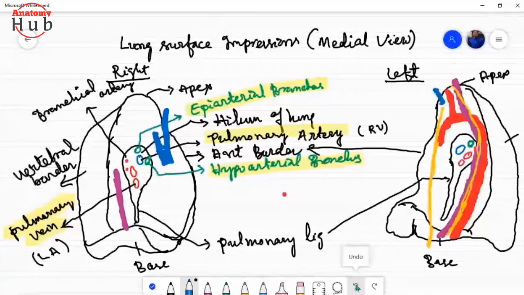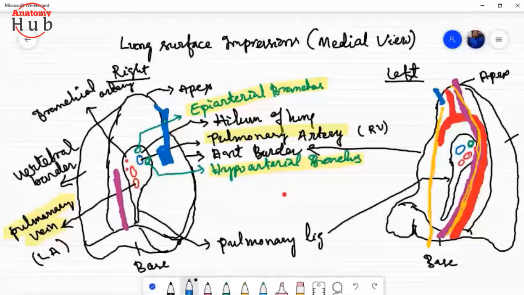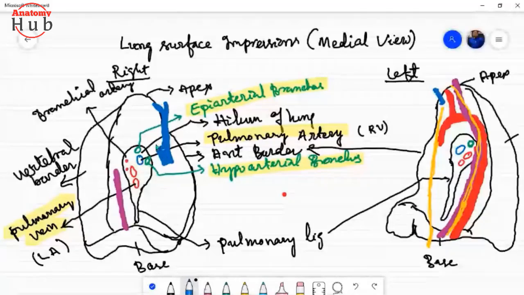Because here this one is the subclavian vein, and this is the internal jugular vein. They make the brachiocephalic vein, and this brachiocephalic vein drains to the superior vena cava, right? And here you'll find another, that is the azygos vein. The azygos vein is draining to the superior vena cava, right?